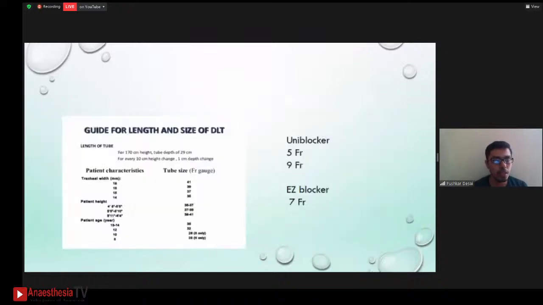These are the standard guidelines for choosing the size of the DLT and the blockers. Usually male patients take a 39 to 41 French double lumen tube. As per the height of the patient, any less than 170 centimeters usually goes for a 39 French DLT, whereas in females we usually prefer 35 to 37 French DLT. As far as the Uniblocker is concerned, there are two sizes available, 5 French and 9 French, and the most commonly used EZ blocker size is 7 French.